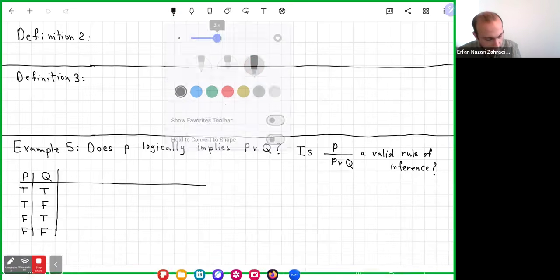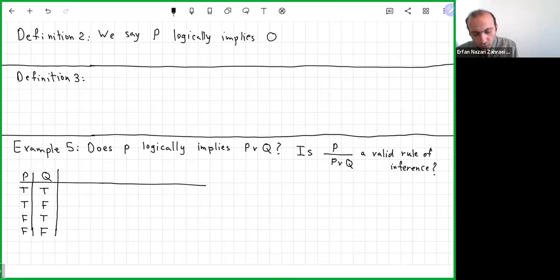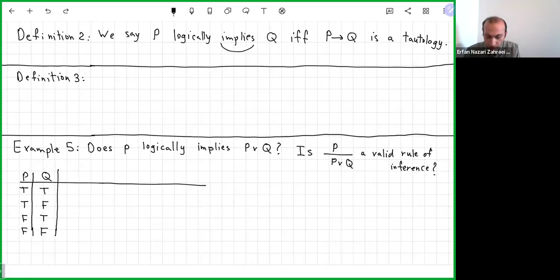So we say that P logically implies Q if and only if P implies Q is a tautology. If instead of implication it was equivalence, then that needed to be a tautology. It's a two-way thing. This is half of basically the previous thing. It's only a one-directional thing.